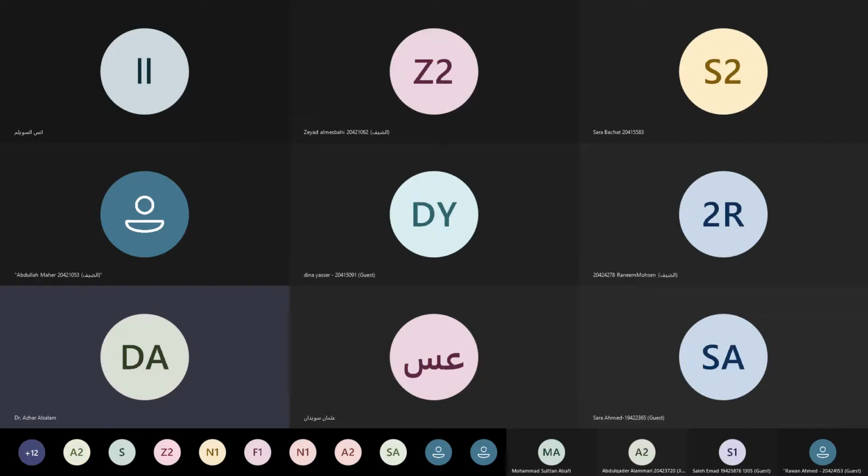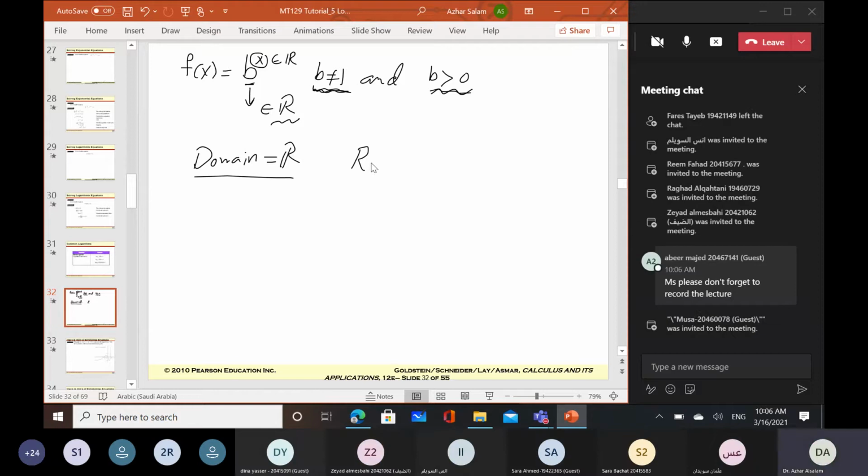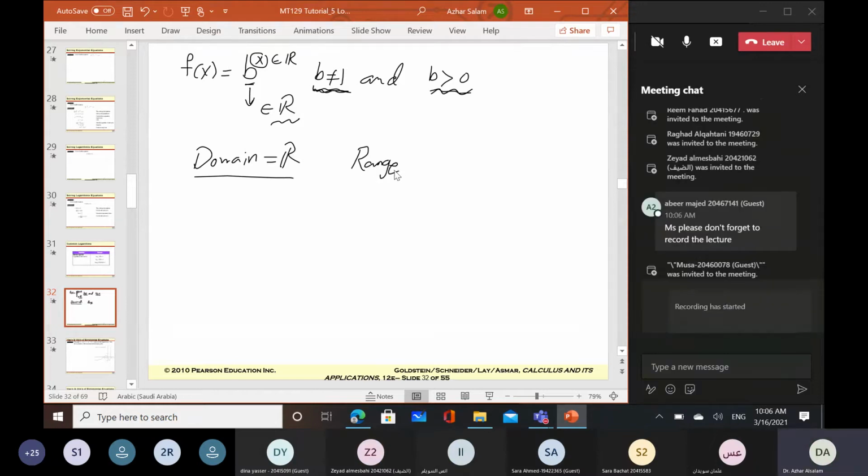Okay, the domain is R, and the range, which is the set of all images, is only the positive real numbers, only the upper part of the plane, which is the positive y-axis. This is the range without intersecting with 0. Also, we said that the exponential function, in general, is not equal to 0.